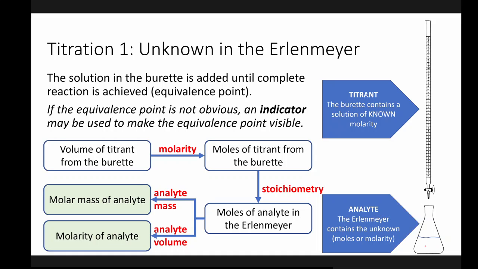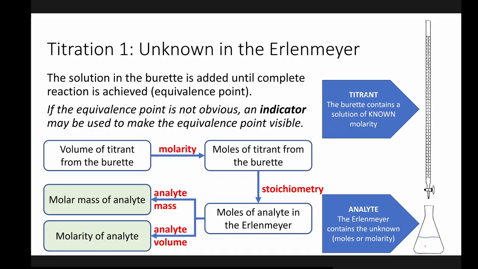The second type of titration is a standardization, and this is what would happen when you have a solution that you want to use as a titrant, but you have to verify its concentration. So that's called a standardization. You're standardizing your titrant. And in this case, the burette contains the solution of unknown molarity. And you're going to measure that against a known standard.